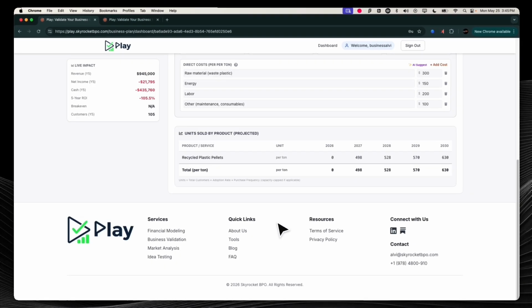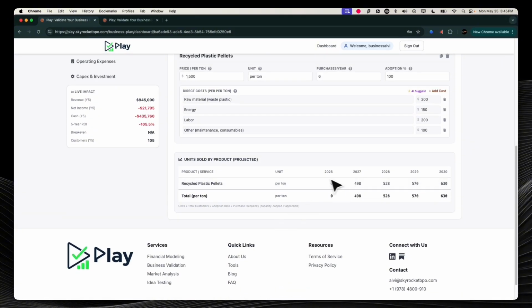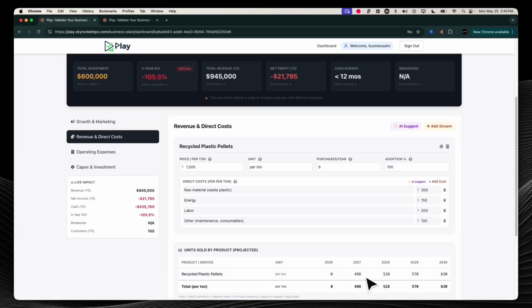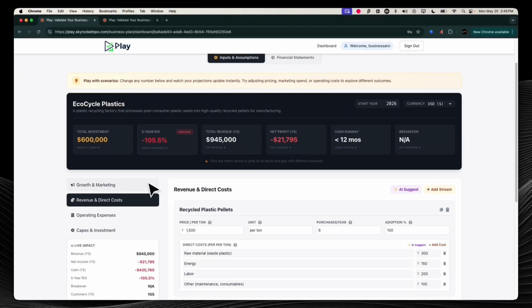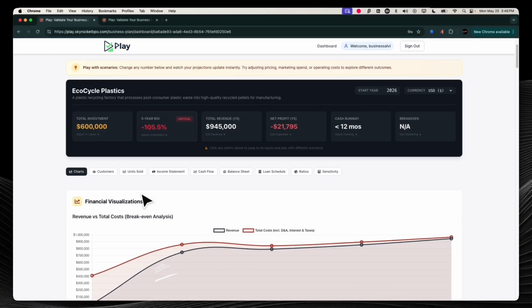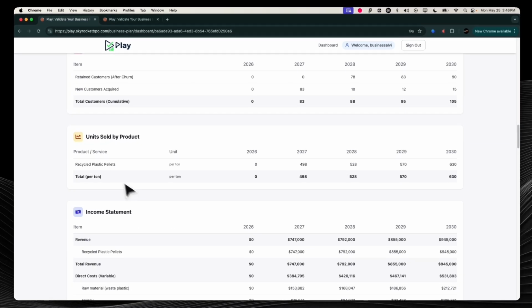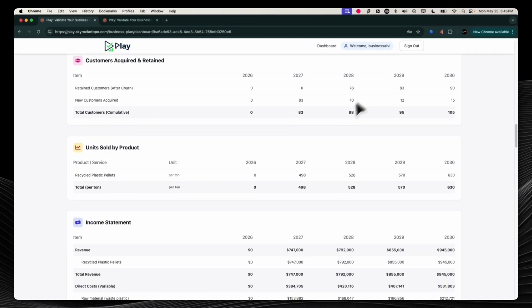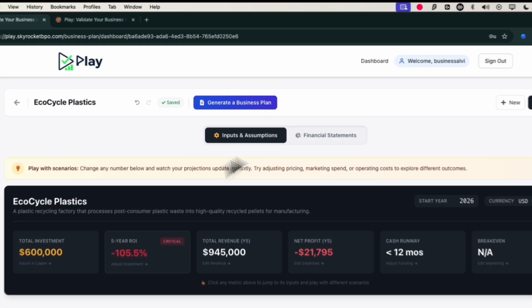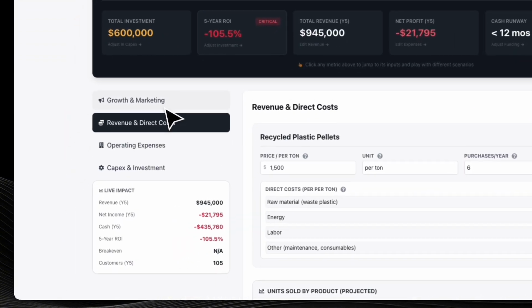So if I go to revenue and direct costs, as you can see, since we are not going to be able to start operation in 2026, we are going to be starting from 2027 onwards. So we get 498 pallets because the number of customers changes. To get an idea of the number of customers, we have to look into this. The number of customers is coming from this particular section.